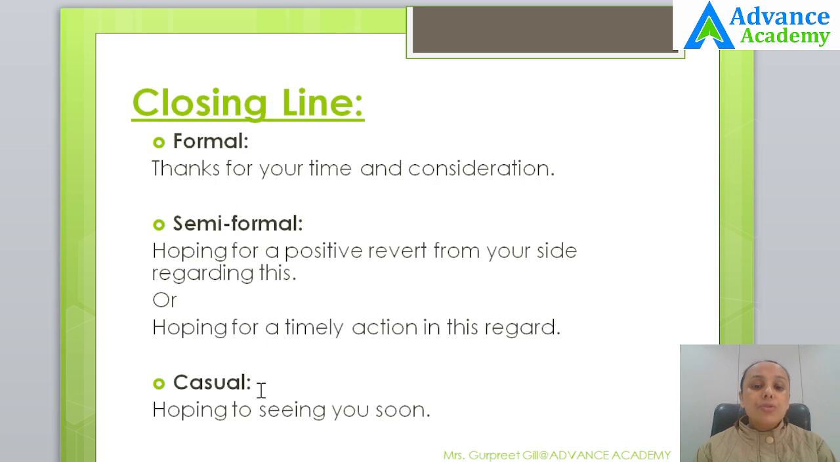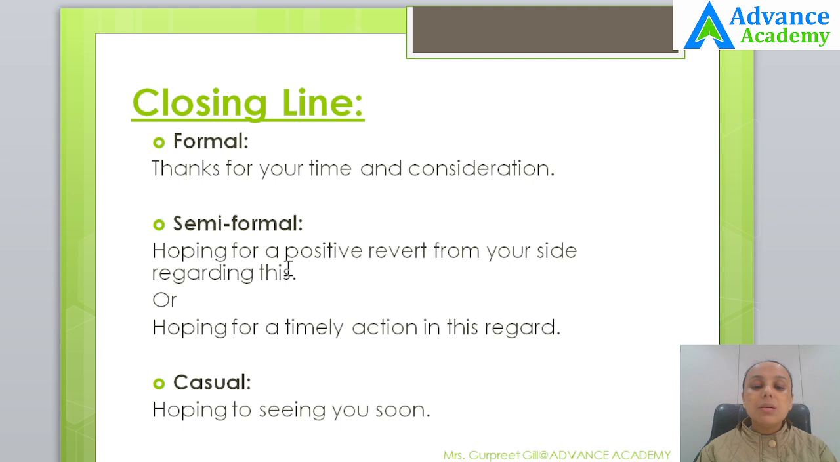Then if we go for the closing lines, how can we close the letter? Why am I teaching the closing line straight after the introduction paragraph? Because these are the lines where you need to clearly show to your examiner that you are using the proper tone. So in the formal letters, you will be closing your letter by saying thanks for your time and consideration. However, in semi-formal letters, you might say hoping for a positive revert from your side regarding this, or hoping for a timely action in this regard, because most of the semi-formal letters are written as a request or complaint where you want the other person to revert to your request.